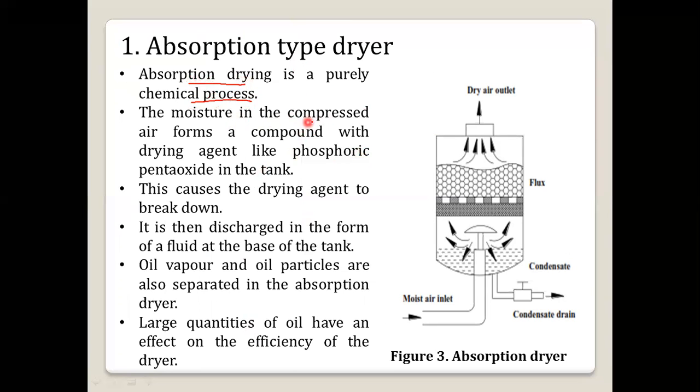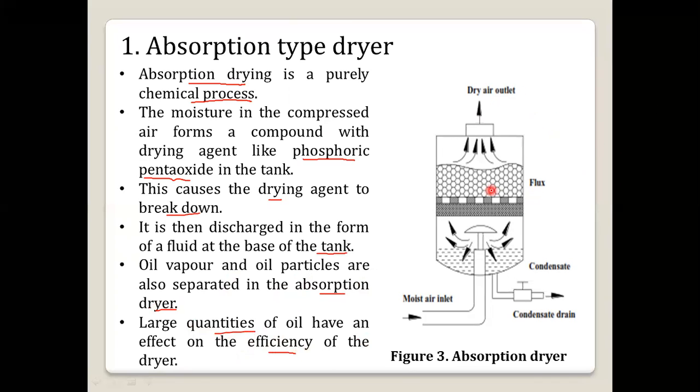Here the moisture in the compressed air forms a compound with the drying agent. We use phosphoric pentoxide in the tank as the drying agent. This causes the drying agent to break down, and it is then discharged in the form of a fluid at the tank. Oil vapor and oil particles are also separated in the absorption dryer. Large quantities of oil can affect the efficiency of the dryer.